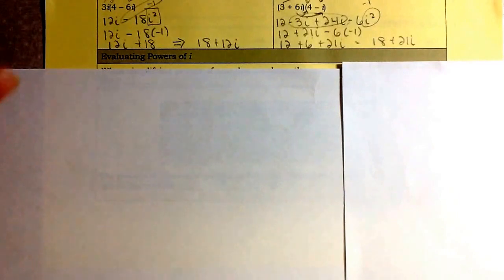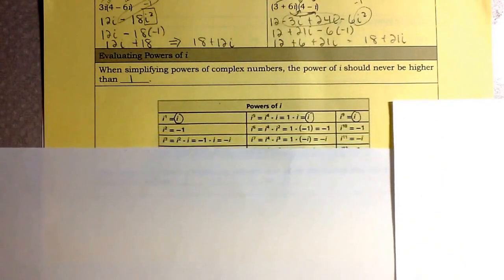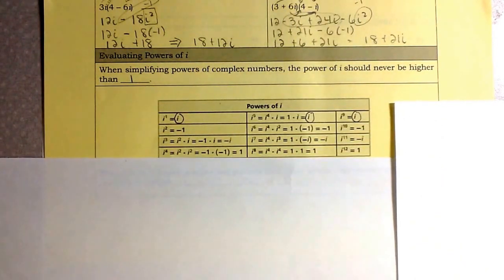Okay, the next thing that we need to do is evaluate powers of i. When you're simplifying powers of complex numbers, the power of i should never be higher than 1. And you might wonder how you do that. There's a nice table here that converts all the powers of i up to and including i to the 12th power.